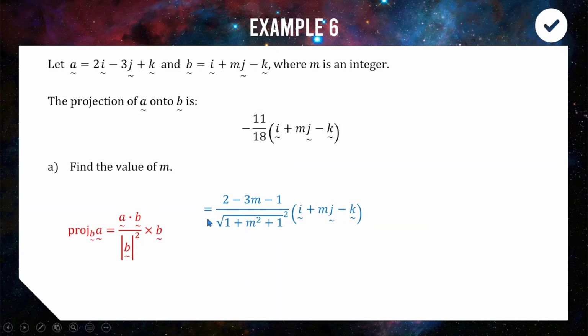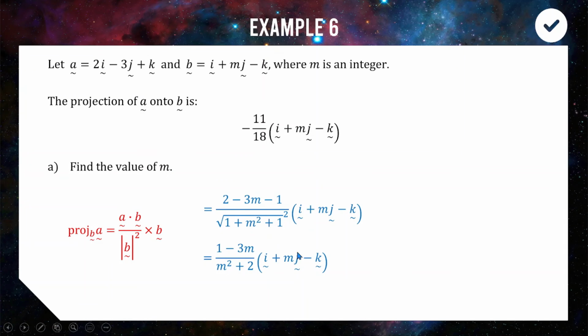On the bottom, we have the magnitude of vector b. So we have 1 squared plus m squared plus negative 1 squared. That square root is going to get squared away because that's what the formula says. And then we're multiplying this number by vector b, which is 1, m, and minus 1, which we can see in the question as well. Okay, our expression out the front works out to be 1 minus 3m on the numerator, and on the denominator we have m squared plus 2.